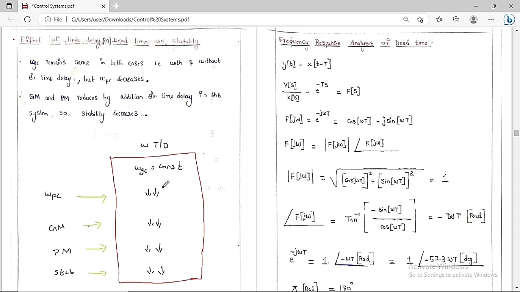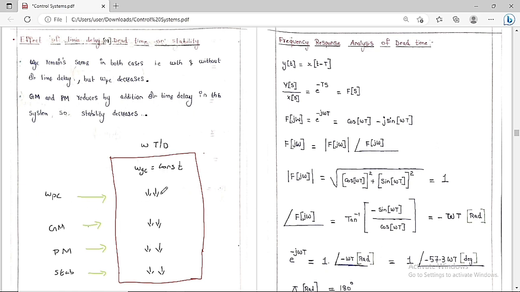So finally, I can say that whenever a time delay or dead time is included in a circuit, then the changes we can see are that the gain crossover frequency remains the same in both the cases, which is without time delay and with time delay.